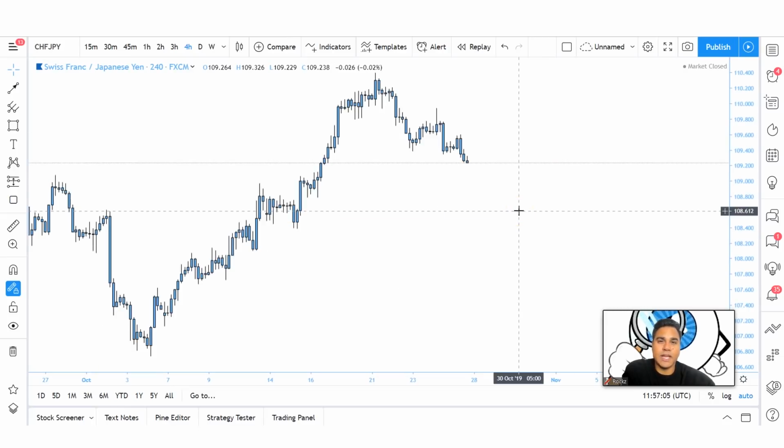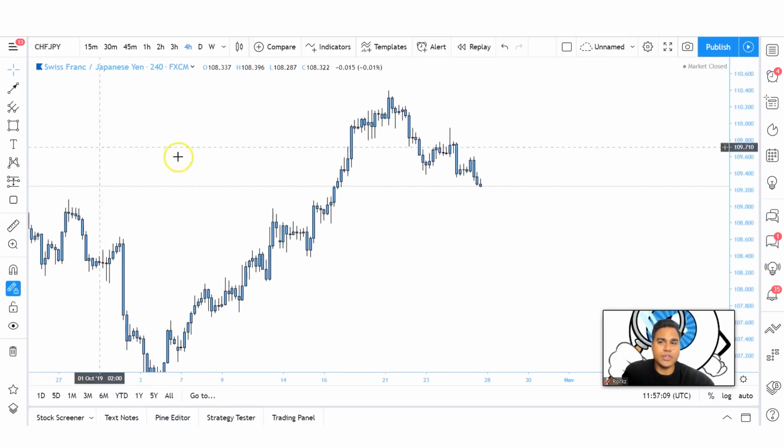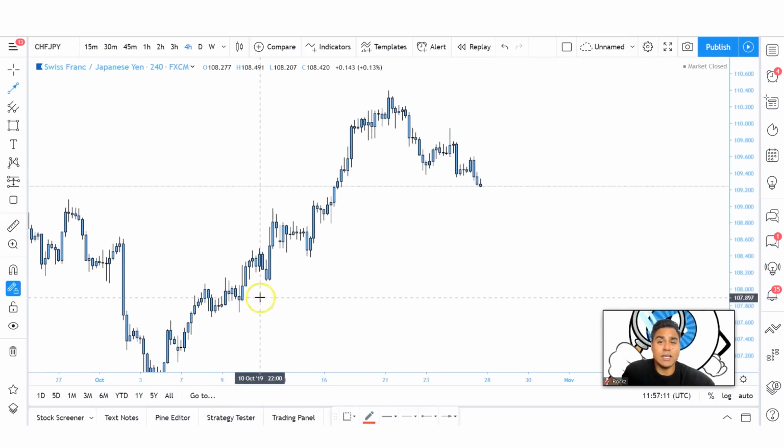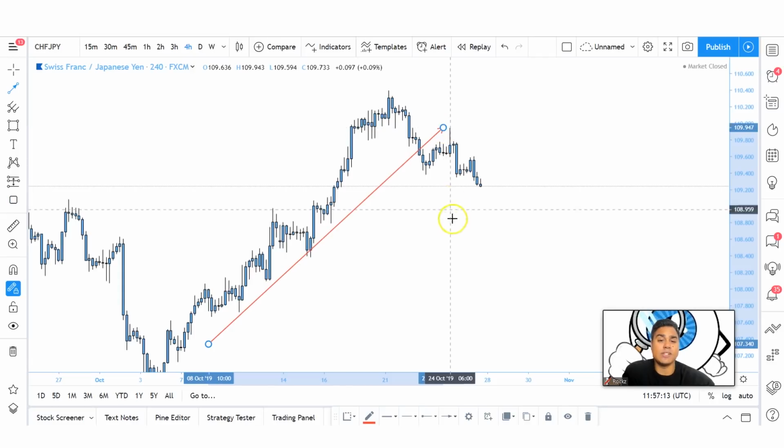The next pair that we'll take a look at is Swiss franc yen. Now this structure looks like it's now exhausting after this strong bullish trend to the upside.